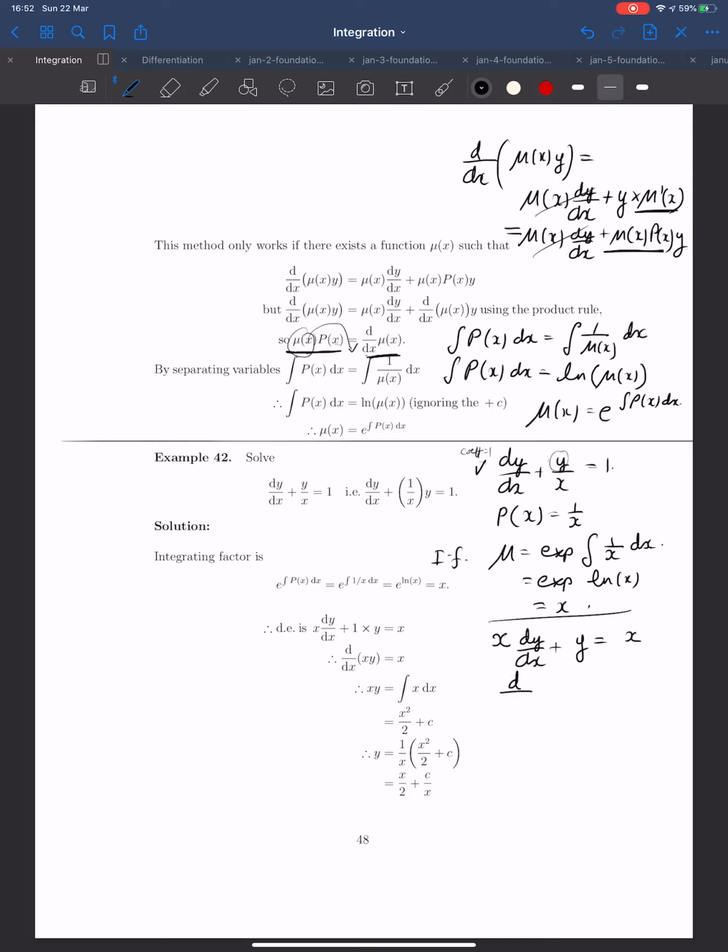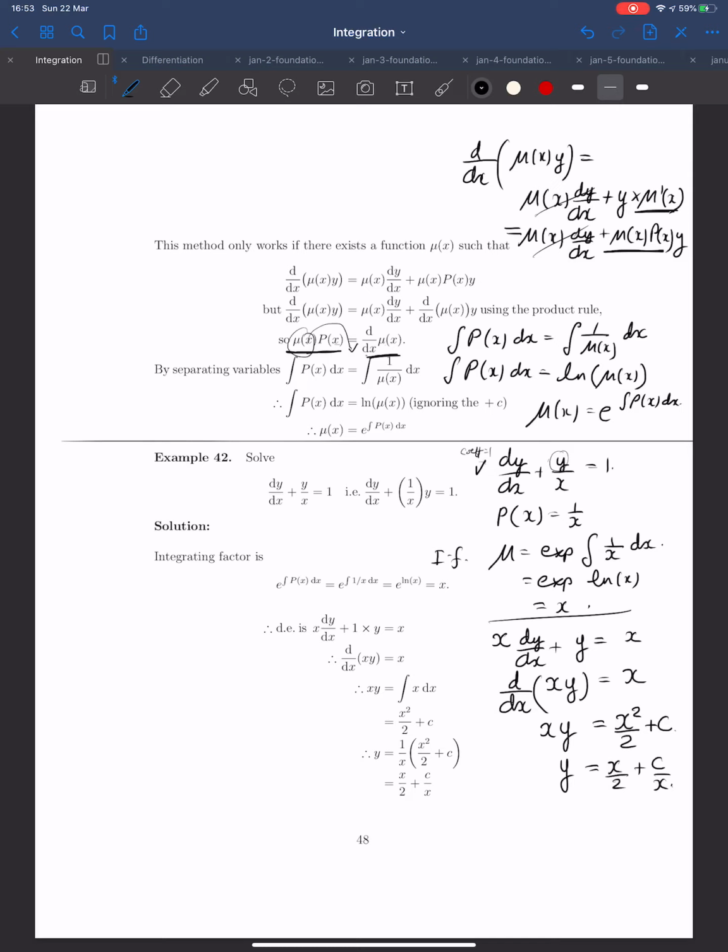Now this is the product rule idea. This is d by dx of xy equals x. So what's happened there? Look, first times the derivative of the second is x dy by dx, plus second times the derivative of the first, so that's y times 1, which is y. So we have d by dx of xy equals x. Integrate both sides with respect to x, so xy is x squared over 2 plus c, and then divide through by x. y is x over 2 plus c over x.